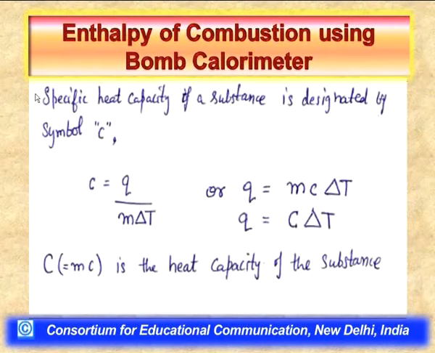Specific heat capacity of a substance is designated by the symbol small c, whereas capital C is used for heat capacity. Specific heat capacity is the heat required to raise the temperature of 1 gram of a substance by 1 degree Celsius. On the other hand, heat capacity is the heat required to raise the temperature of a fixed quantity of a substance by 1 degree. So, it is very clear that heat capacity is the product of mass and specific heat capacity. So, these relations hold true.